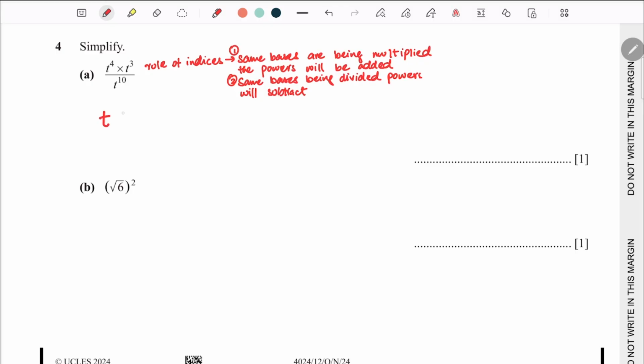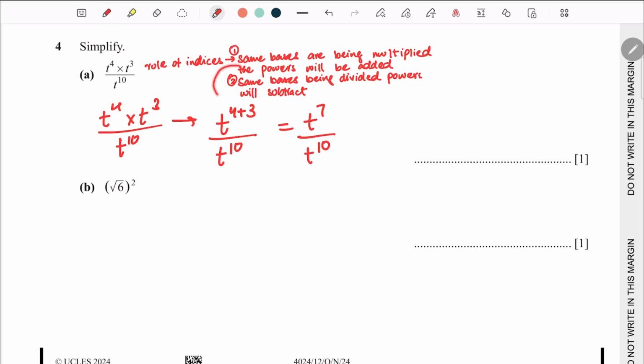First we're going to add: t to the power 4 multiplied by t to the power 3, divided by t to the power 10. The powers 4 and 3 will be added because same bases are being multiplied. 4 plus 3 is t to the power 7 divided by t to the power 10. Now for the second rule, if same bases are being divided, the powers will subtract. So because the bases are same, that is t, t to the power 7 minus 10 will be equal to t to the power minus 3.